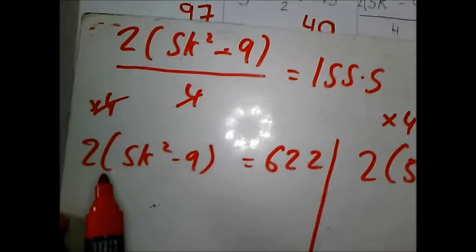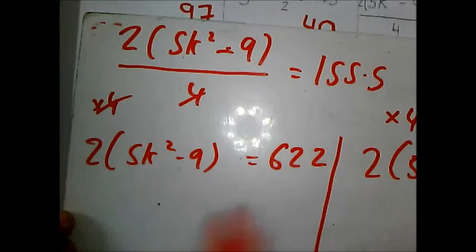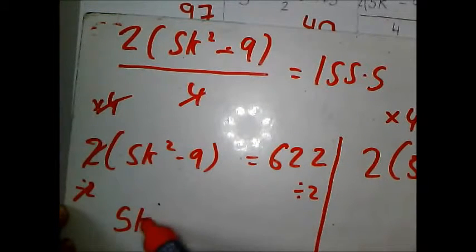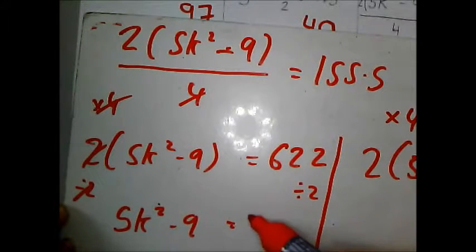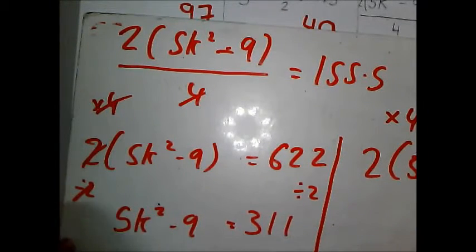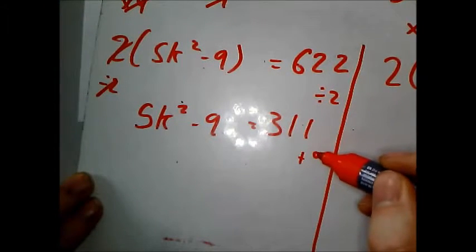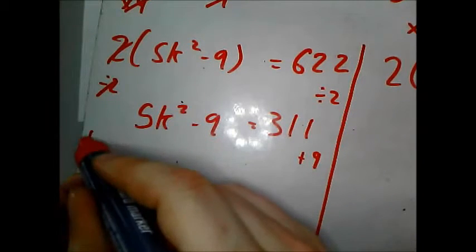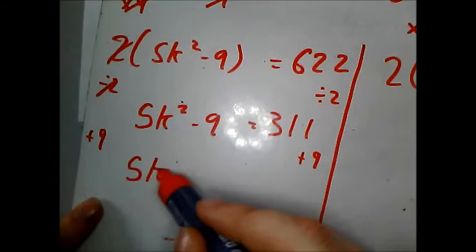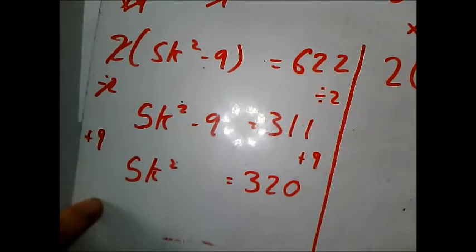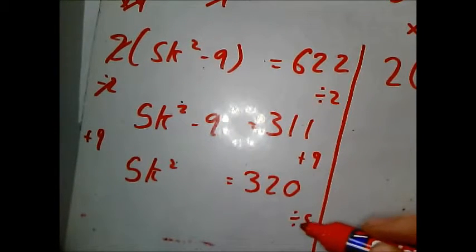Okay, and here's where I'm going to split my page in half, because I've got 2 possible ways of doing this. And I don't mind which way you've done this, but I'm going to show you both of them. Okay, your first step is to do the opposite of multiplying all this by 2, which is by dividing by 2. So that cancels out with this. So you end up with 5k squared minus 9 equals 311. I now add 9 to both sides. And you get 5k squared equals 320.